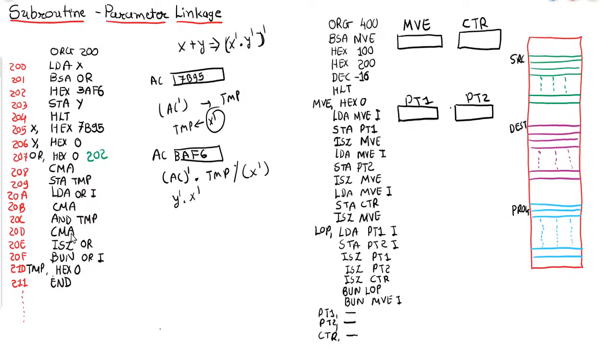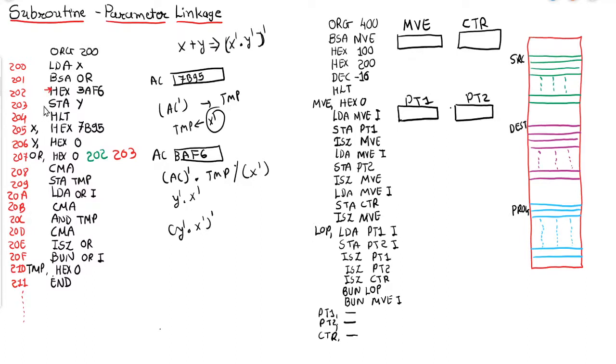The next instruction is CMA, so again Y dash . X dash will be complemented. And then ISZ OR. Now what is the meaning of this? ISZ OR, the value at OR is 202, so it will be incremented to 203. So we are done with the usage of this operand.